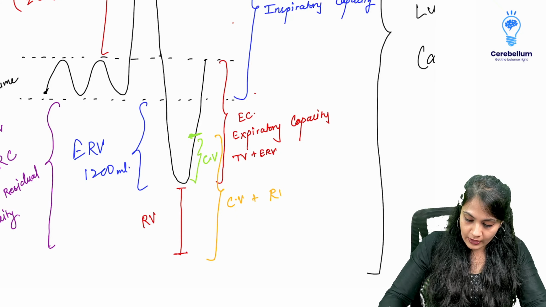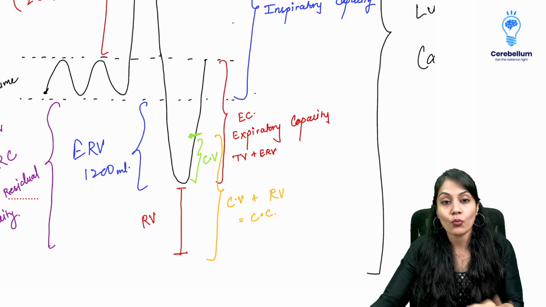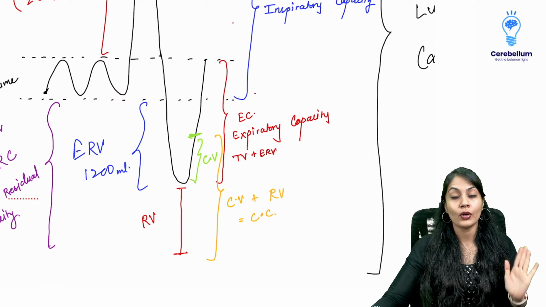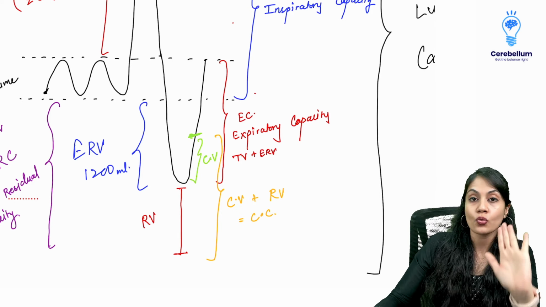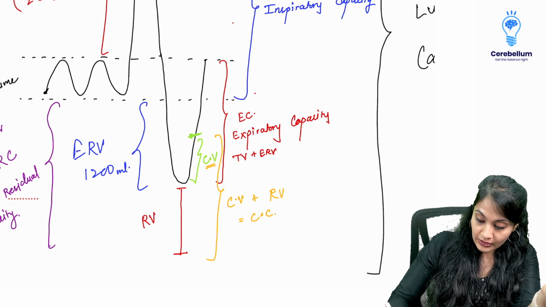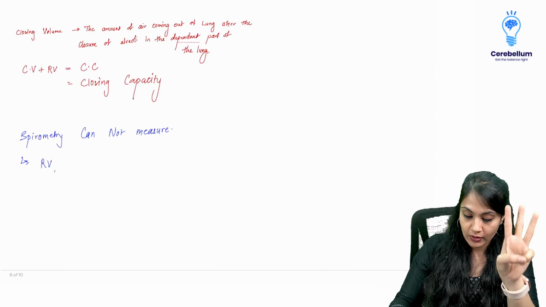CV plus RV is nothing but CC. I cannot measure the CC also, and I cannot differentiate where exactly the small alveoli or the dependent part alveoli start to close. So I cannot measure the CV also. All right, 2 volumes, 3 capacities I cannot measure with this spirometry.